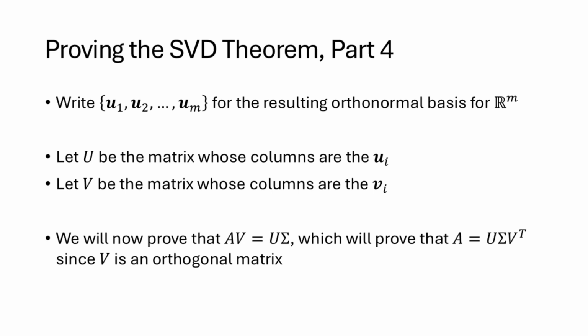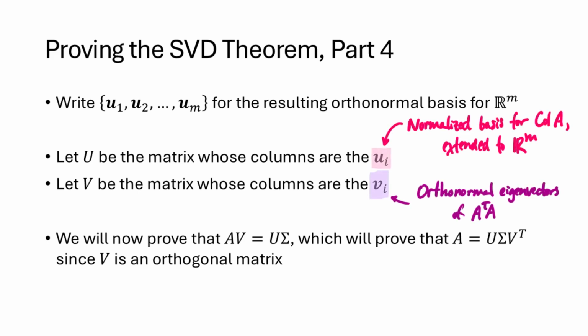So we let U be the matrix that has those vectors as its columns. So that's a square orthogonal m by m matrix. And we let V be the matrix whose columns are the vi. So just to help you keep track of what's going on, the columns of U were the normalized basis of the column space of A, extended to a full basis of Rm. And then the v's were the orthonormal eigenvectors of A transpose A. And it turns out that AV is equal to U sigma, and that'll prove that A is equal to U sigma V transpose, because V is an orthogonal matrix, and so V transpose is equal to V inverse.